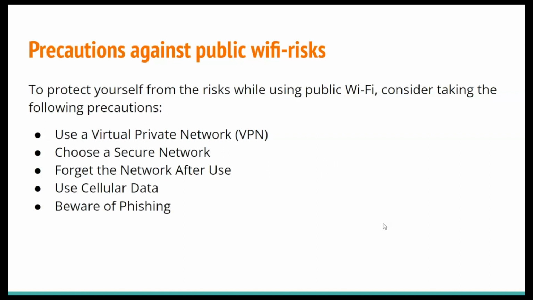Use cellular data. If you have a secure and unlimited data plan, then consider using your cellular data connection instead of public Wi-Fi for sensitive activities. The last is beware of phishing. We have already seen what phishing is. Public Wi-Fi networks are prime targets for phishing attacks, so be cautious of any unexpected requests for personal information or login credentials. So that's it about the precautions against the public Wi-Fi risks.